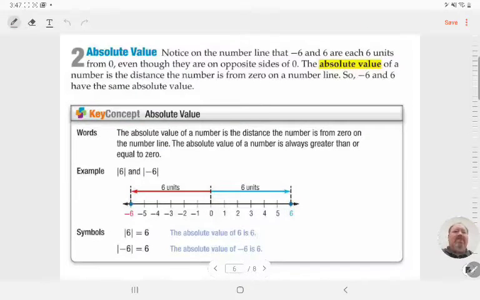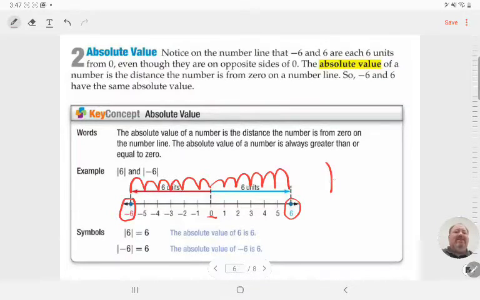All right, now we're talking about absolute value. So you can notice on this number line we have 6 and we have -6. And here is 0. If you look, 6 is 1, 2, 3, 4, 5, 6 units from 0. And -6 is 1, 2, 3, 4, 5, 6 units from 0. So both of them have an absolute value of 6. Absolute value is a distance. It's the number of units from 0.